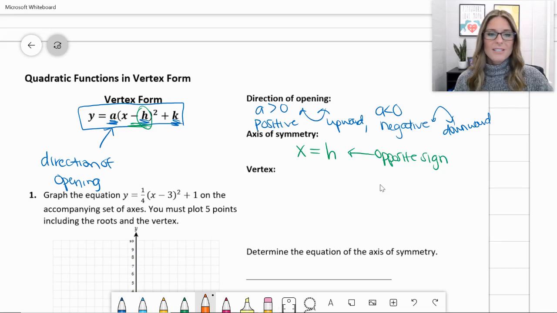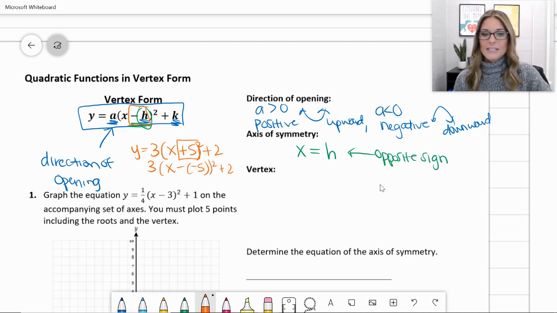If the vertex form was something like y equals 3 times the quantity x plus 5 squared plus 2, notice our formula is negative h. So this would have been 3 times x minus a negative 5 to turn that into a positive there. So our axis of symmetry, just as an example, would be negative 5. So just use the opposite sign there.